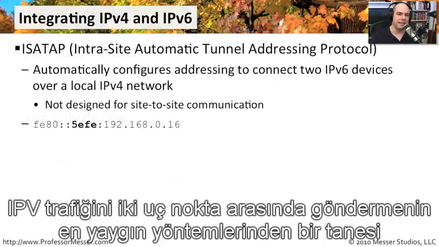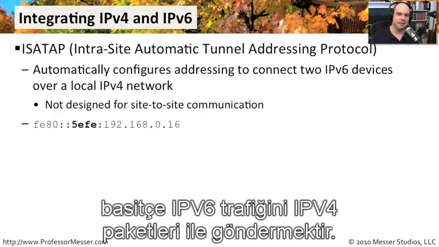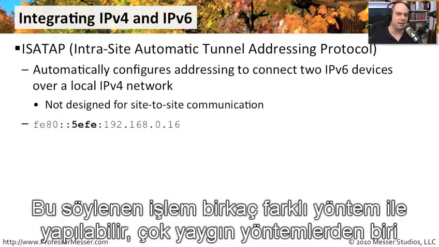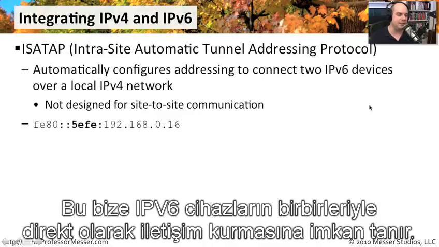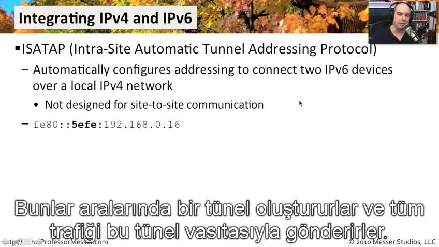A very common way of sending IPv6 traffic between two endpoints is to simply tunnel the IPv6 traffic inside of IPv4 packets. This tunneling process can be done a number of different ways. A very common way is one called ISATAP. This stands for Intrasite Automatic Tunnel Addressing Protocol. And it allows two IPv6 devices to communicate to each other directly, and they simply build a tunnel that they then send all of that traffic through.